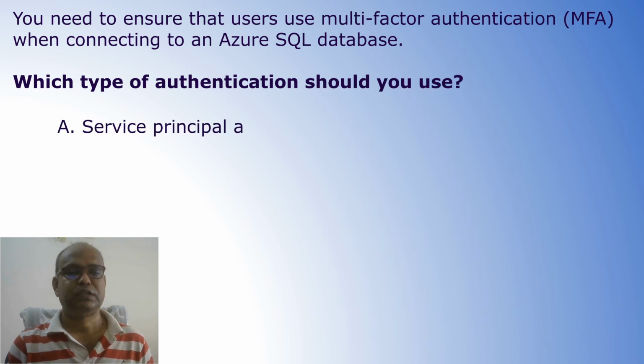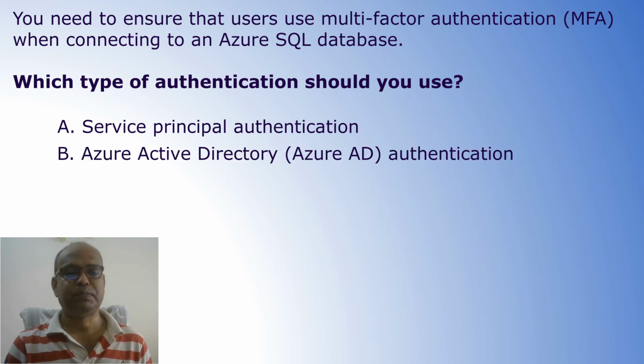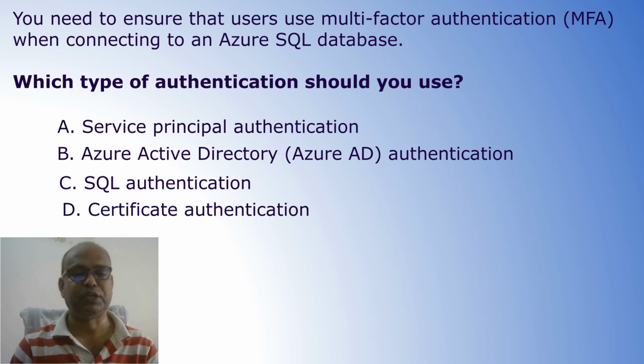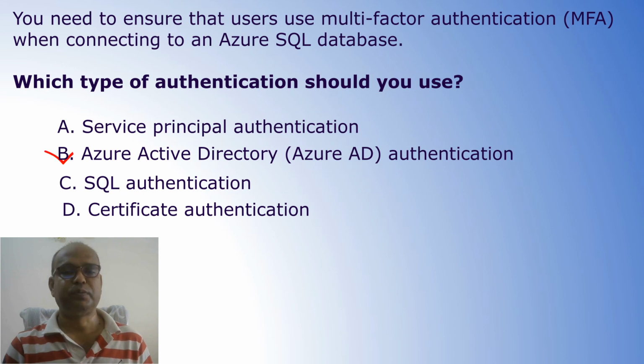Option A, Service Principal Authentication. Option B, Azure Active Directory (Azure AD) Authentication. Option C, SQL Authentication. Option D, Certificate Authentication. Answer. The correct option is B.